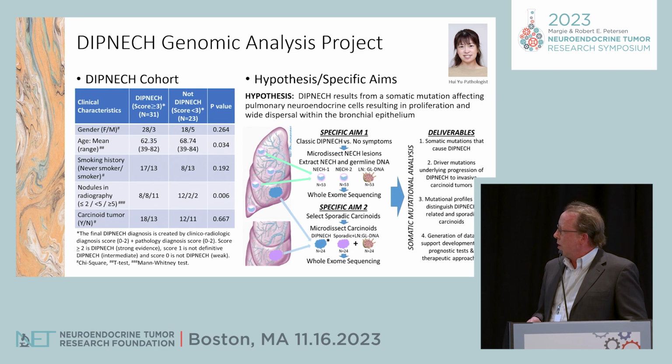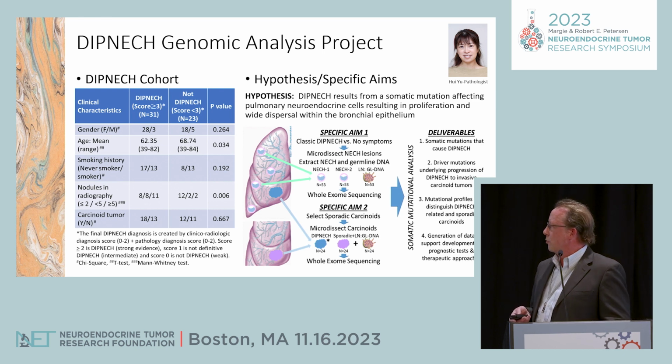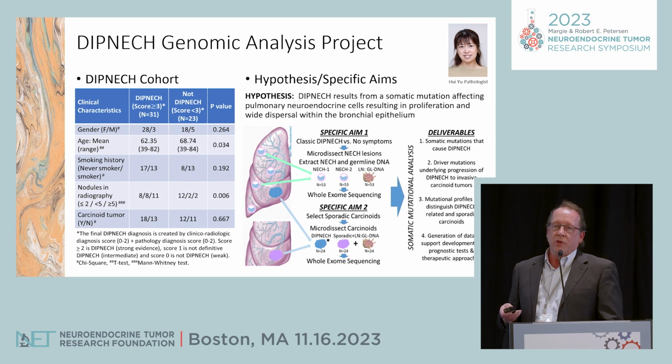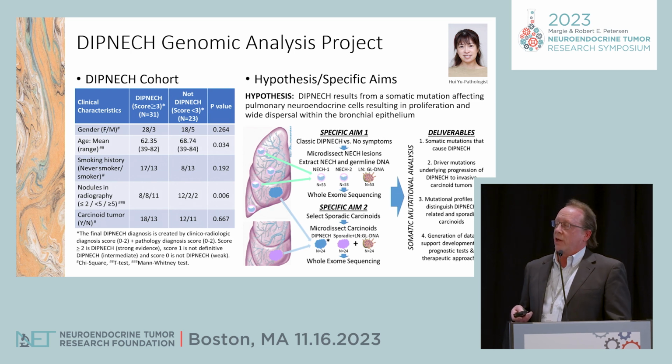And so that's shown in this table over here. These are the 54 patients that we have in the cohort. We used a 2-point scoring system for pathologic and up to 2 points for clinical radiographic changes. And you can see that a little over half of our patients have characteristics that fit into the strong DIPNEC category.